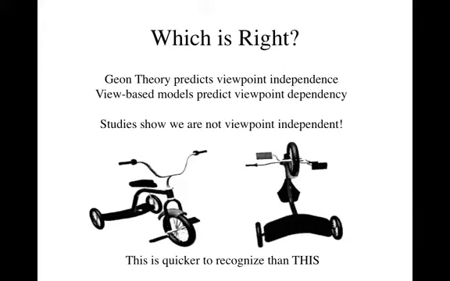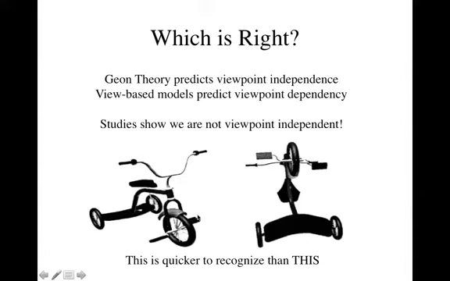So one important prediction of Geon theory is that recognition should be viewpoint independent. As long as you can extract those geons, you should be able to recognize the object equally well and just as fast regardless of the particular viewpoint at which you see them. So again, remember we talked about different representations leading to different predictions as to what's easy and hard. In this case, Geon theory makes the prediction that it's going to be just as easy to recognize an object from one viewpoint as another viewpoint.